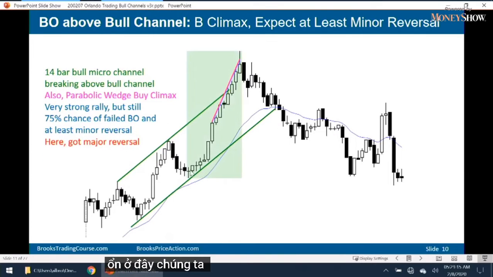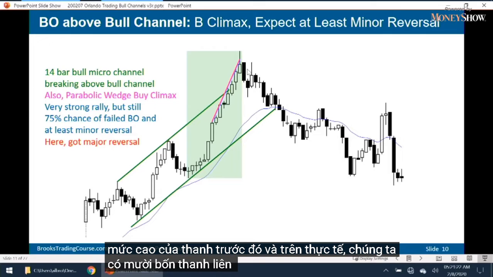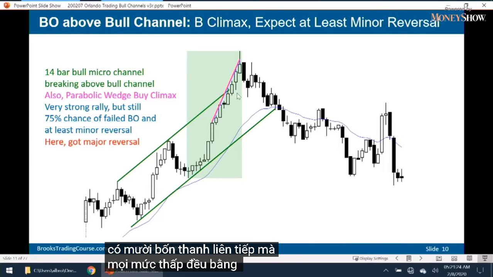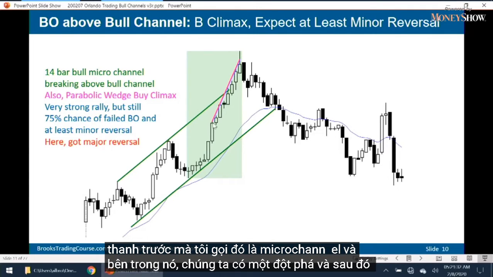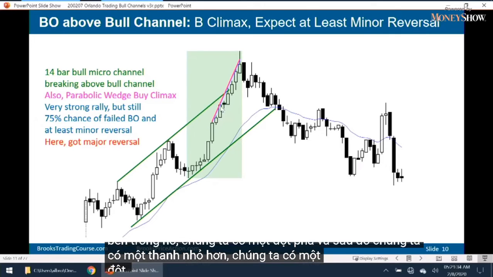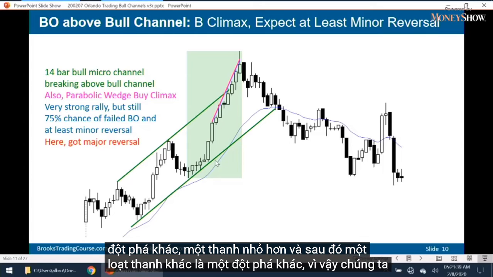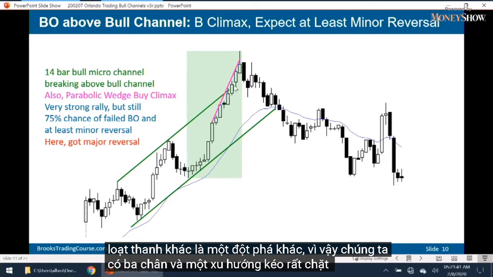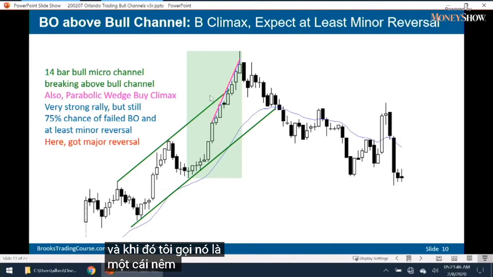Okay, here we have a bar with a low above the high of the prior bar. And in fact, we have 14 consecutive bars where every low is at or above the low of the prior bar. I call that a microchannel. And within it, we have a breakout, and then we have a smaller bar. We have another breakout, another smaller bar, and then a series of bars, another breakout. So we have 3 legs up in a very tight bull trend. And when that's the case, I call it a parabolic wedge. So this is a parabolic wedge.